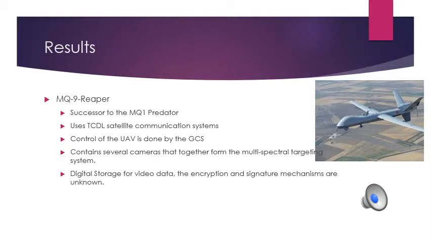The equipment on it consists of several cameras, which all together are used to create the multispectral targeting system that the drone has. These cameras detect infrared, daylight, and intensive light. The data is automatically processed and fused by the drone systems, and the navigational sensors are INS and GPS. The MQ-9 Reaper contains digital storage for video data, unlike the last drone that didn't have any storage. The encryption and the signature mechanisms are unknown.